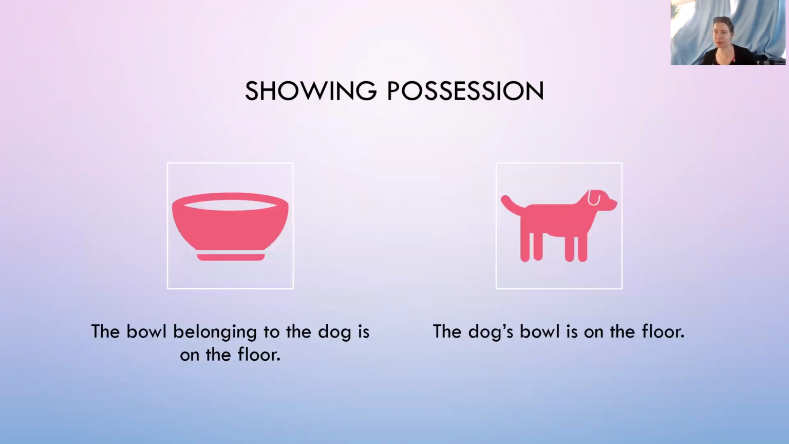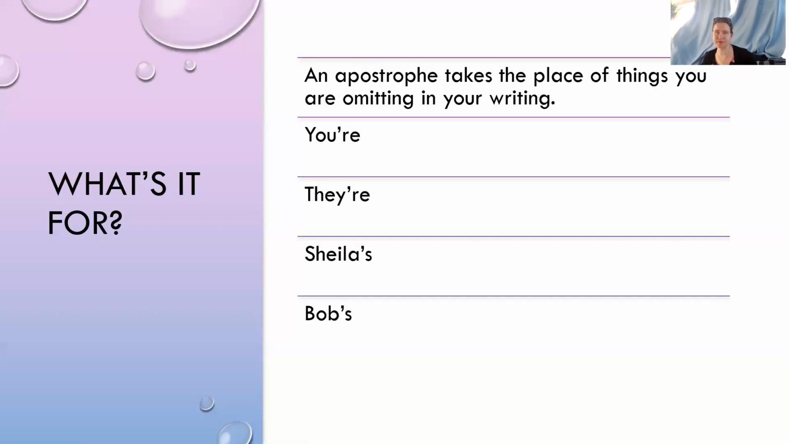What do I mean by showing possession? That means that instead of saying, the bowl belonging to the dog is on the floor, you would say, the dog's bowl is on the floor. Which one is less awkward and more concise? I'm hoping you said the second one. With the second sample, we have about 3 words that are cut and replaced with an apostrophe S. This makes for clean, crisp writing that your reader can follow.